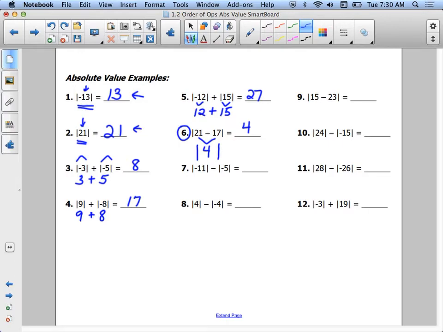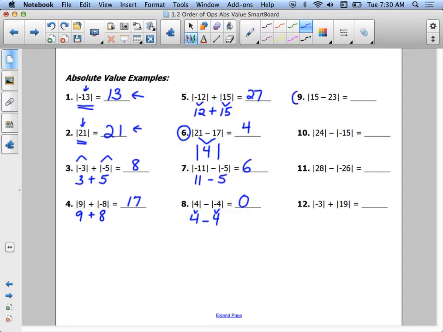Moving on to number 7. The absolute value of negative 11 is 11. The absolute value of negative 5 is 5. 11 minus 5 is 6. Moving on to 8. Notice again you have two separate absolute values. We'll simplify each of those first and then take the difference. So the absolute value of 4 is 4. The absolute value of negative 4 is also 4. And when we subtract 4 minus 4, we'll get 0.